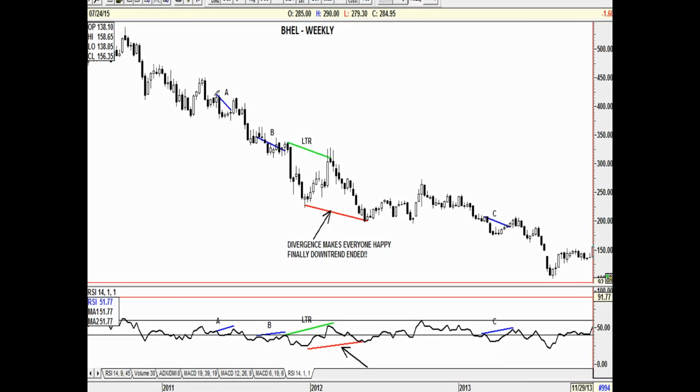BHEL weekly. Now you say divergence. Everyone is happy. On the weekly chart we see a divergence, but we are seeing a reversal here. Now you know that divergence comes in a downtrend. There is a divergence, there is a reversal, there is a downtrend. What else do you want? The chart is screaming at you, I'm not going to go up.